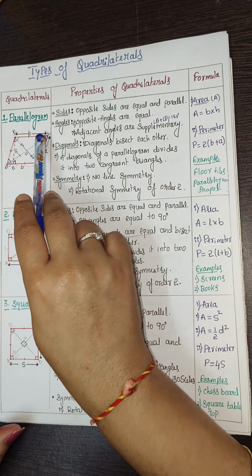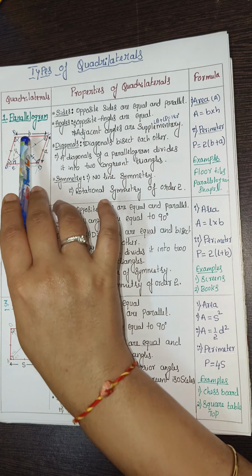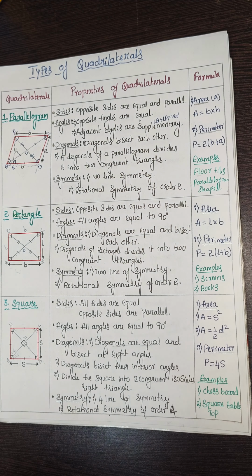and they bisect each other also. In all parallelograms, the diagonals bisect each other. And they make two congruent triangles here. Here also two congruent triangles. Here also two congruent triangles. And here also two congruent triangles.